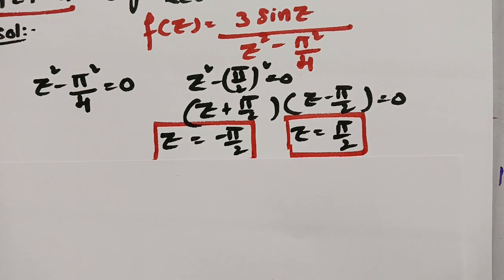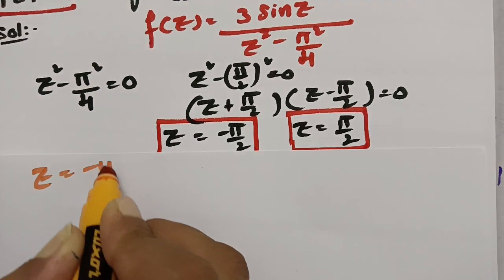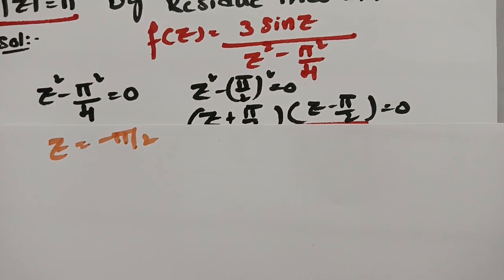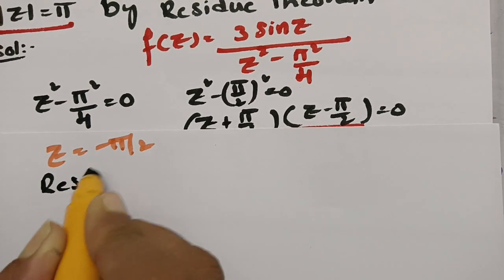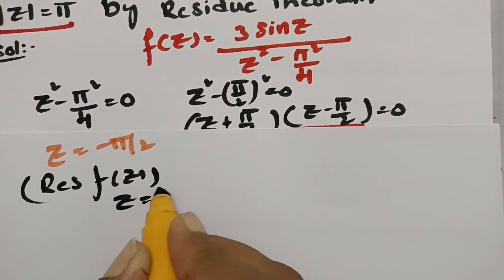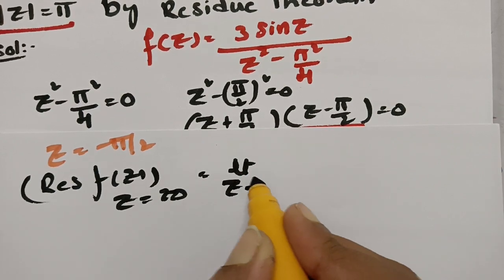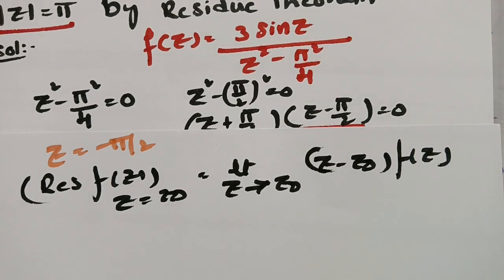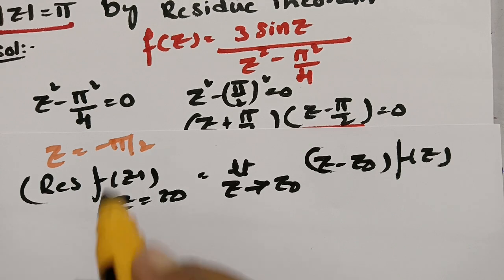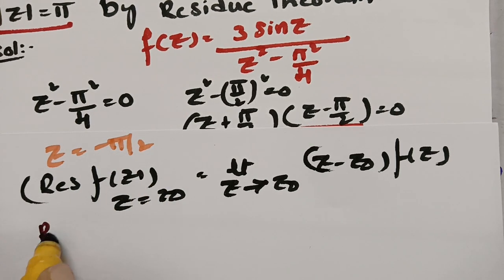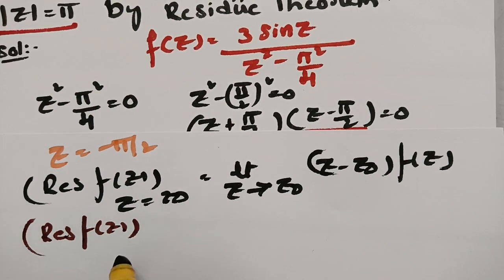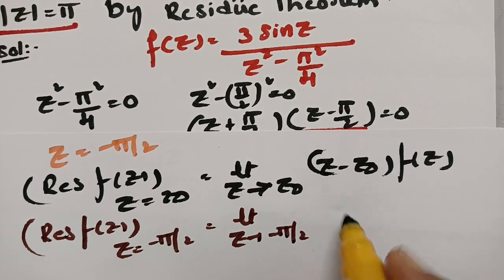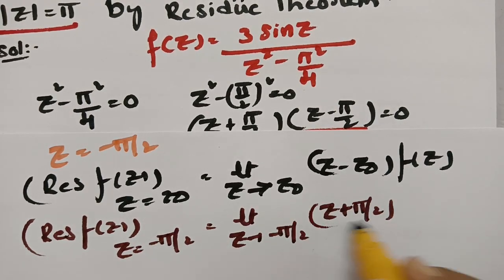First of all, we have to find the residue value for z = −π/2. For finding the residue value, as you know, the residue of f(z) at the point z = z₀, as these are simple poles, is the limit as z tends to z₀ of (z − z₀) f(z). Here z₀ is −π/2. Therefore, the residue of f(z) at z = −π/2 is the limit as z tends to −π/2 of (z + π/2) f(z).